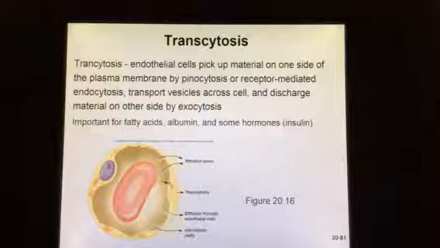So it goes across the cell. Fatty acids, albumin, which is a protein, and some hormones, including insulin, are transported this way.